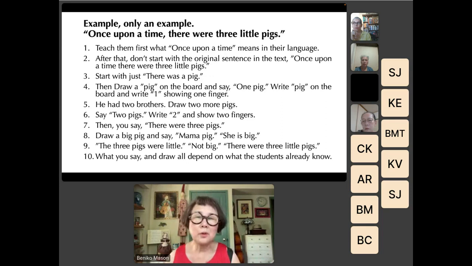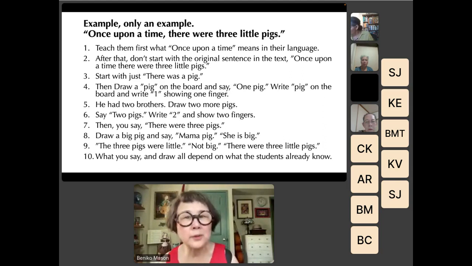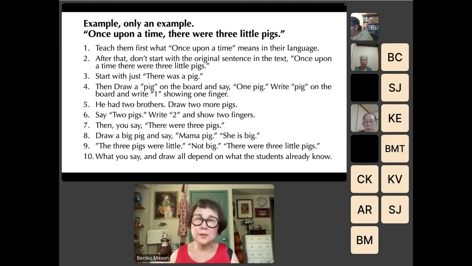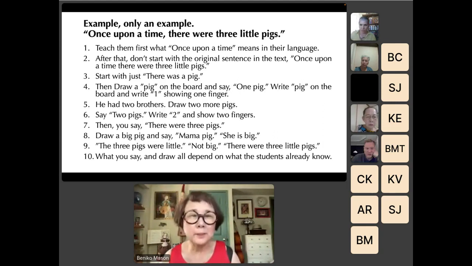And so they will know how to understand when they hear a phrase, once upon a time. They will remember that it means once upon a time in Japanese. And so the first thing I have to teach them is this: once upon a time means this in Japanese.